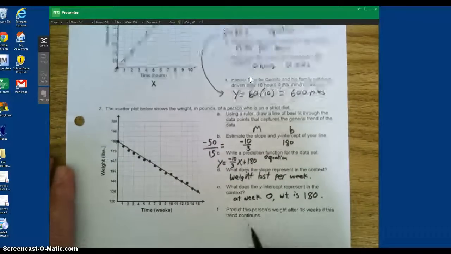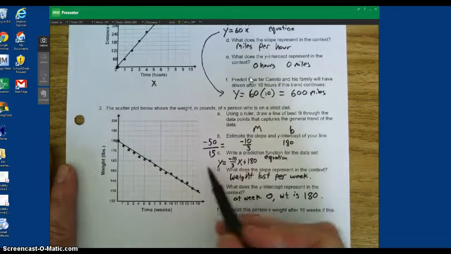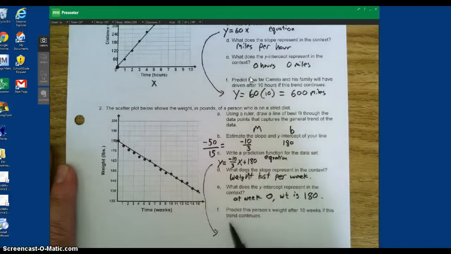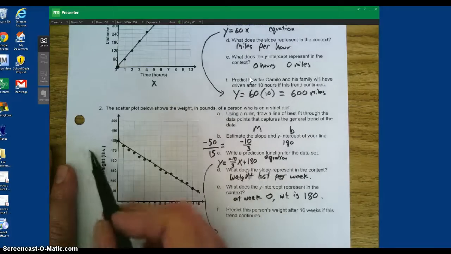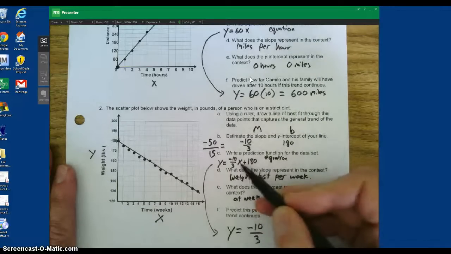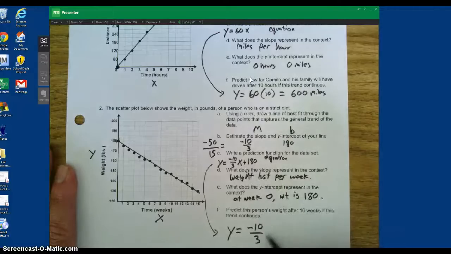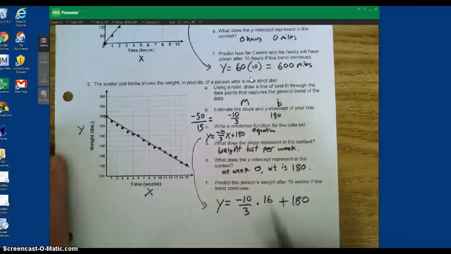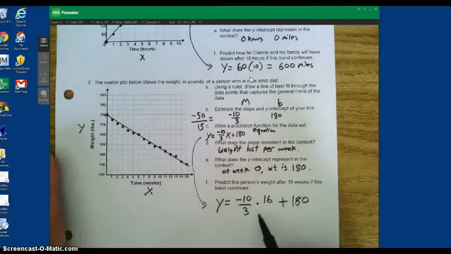Last question, and then we're done. Predict, and let me bring this arrow down. Predict the person's weight after 16 weeks. Okay? So 16 weeks means that's your what value? X, you just said out loud. Well done. So y equals negative 10 over 3 times whatever x is, and they're telling us that it is 16 plus 180. Now I know this looks yucky, but I told you you can use a calculator.